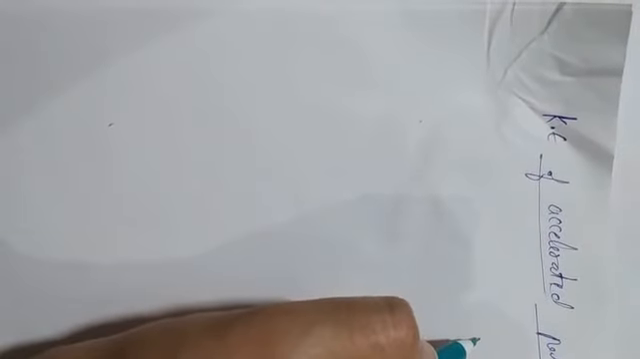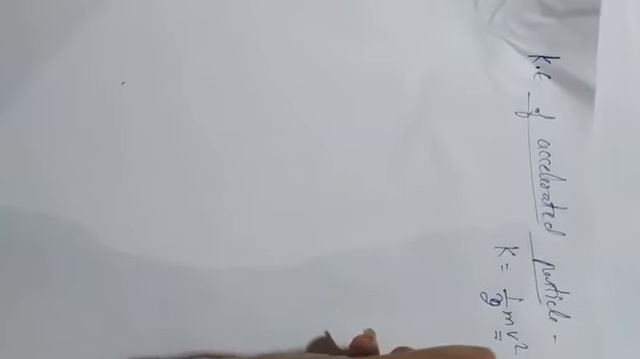Next we will find the kinetic energy of the accelerated particle. Everyone knows that kinetic energy is equal to half mv square. First we will find the value of v.